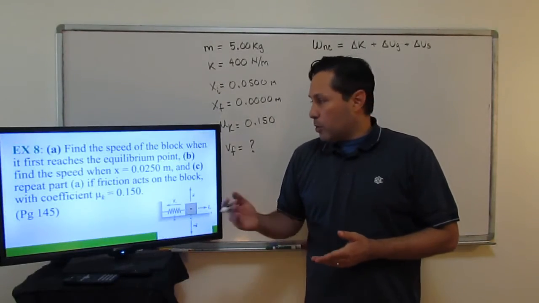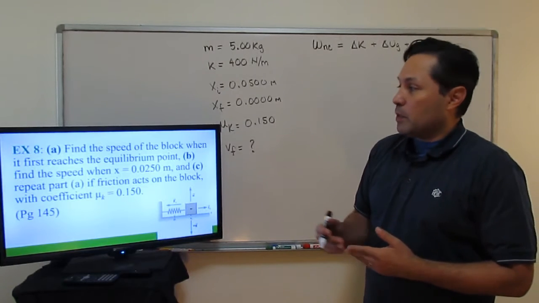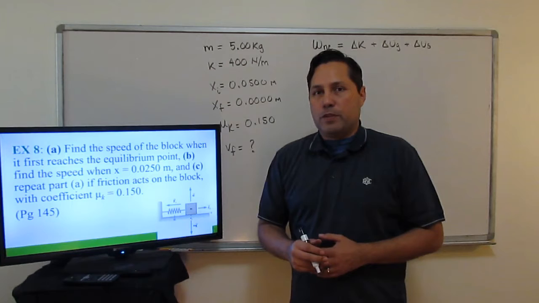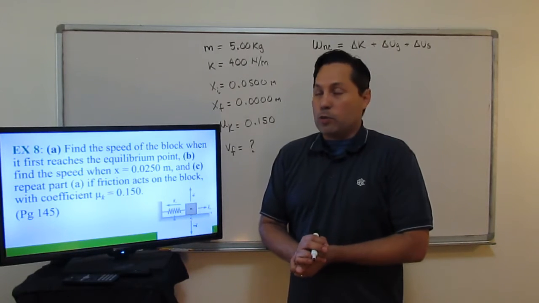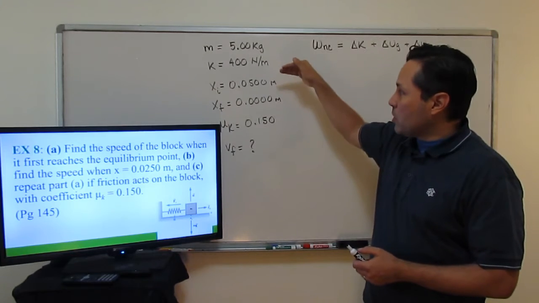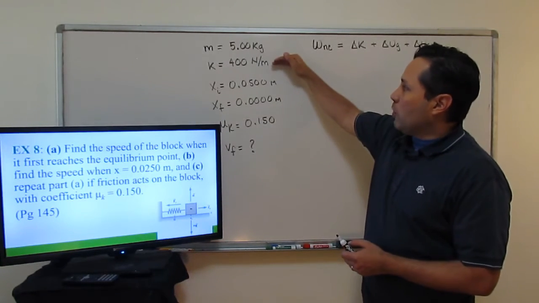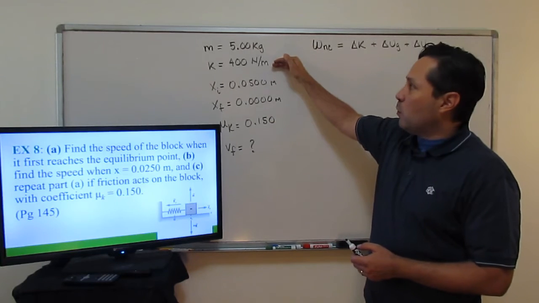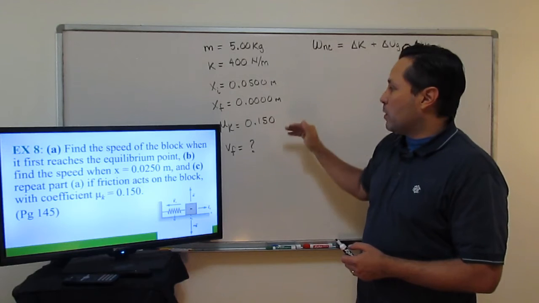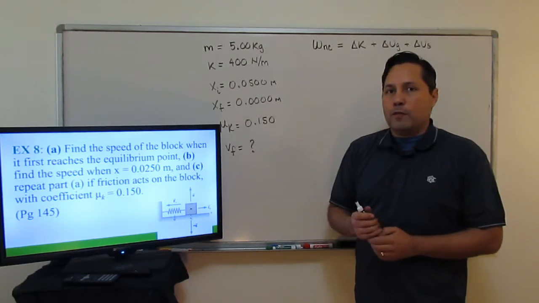Up next for us is part C of example 8. In part C they ask, repeat part A if friction acts on the block and the coefficient of friction is 0.15. So now we have to redo part A. Quick reminder for part A, initially the spring was compressed 0.05. At the end it was decompressed because we were at equilibrium. The constant for the spring was 400 newtons per meter. The mass of the block was 5 kilograms. And now they're giving us friction of 0.15.